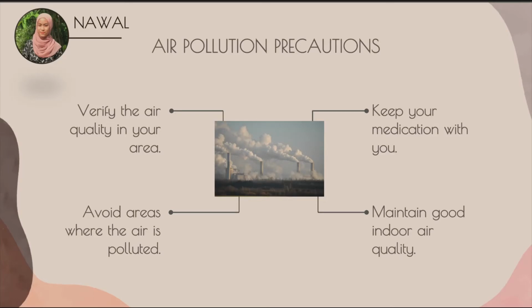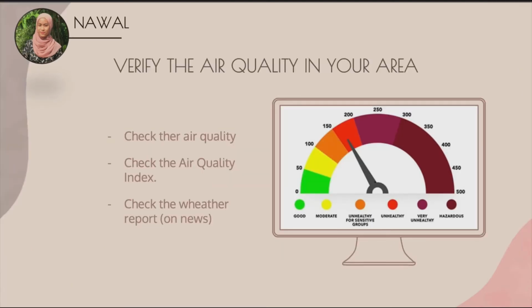There are several ways that we can take as precautions to prevent or reduce this air pollution problem. This problem needs more attention, especially when it affects human health. There are 4 ways that we can take as precautions for air pollution. First, verify the air quality in your area. Second, keep your medication with you. Third, avoid areas where the air is polluted. And the last one is maintain good indoor air quality.